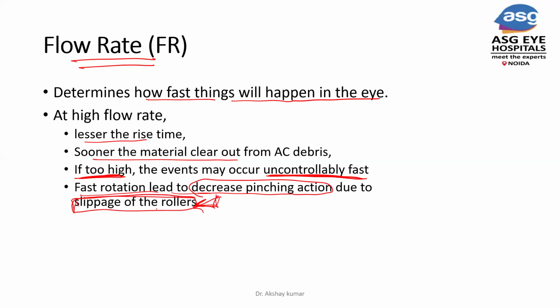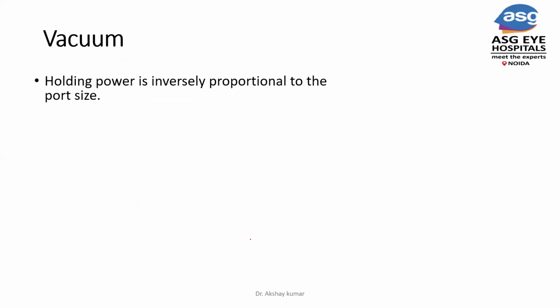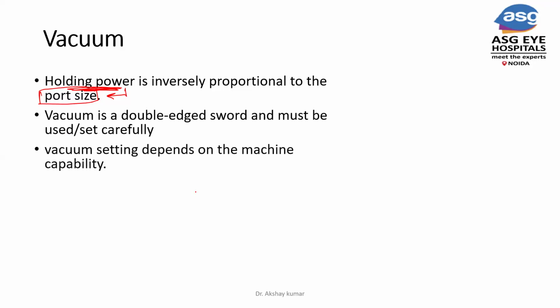So the effective aspiration flow rate is decreased if the rollers rotate too fast. So the optimum flow rate is 25 to 36. Now the vacuum. Vacuum is the holding power, which is directly proportional to the port size. So vacuum is a double-edged sword and must be used very carefully. Vacuum setting depends on the machine capability.